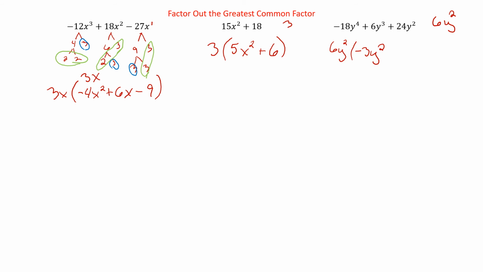Y squared to y cubed, so we need a y. Could be plus 1y. And then 6 times what equals 24? That would be 4. And y squared to y squared? Nope, we have that. So that would be factoring out that 6y squared.